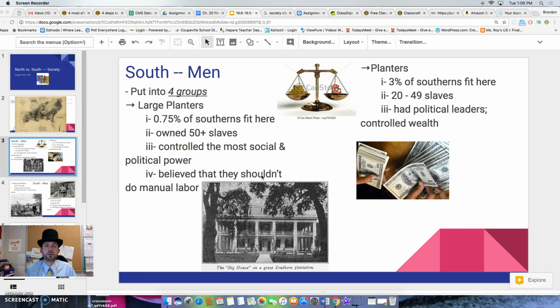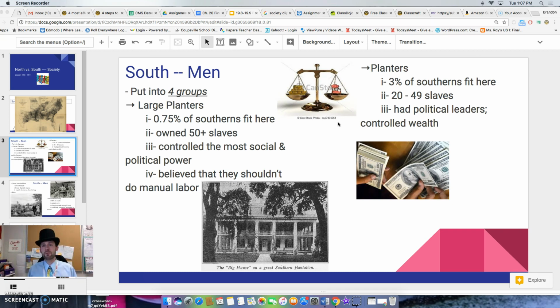Now, there was another group underneath us. That would be the planters. Now, planters had about 100 to 1,000 acres of land. They made up about 3% of the population of the southern states. So a lot more than us large, wealthy planters. They had about 20 to 49 slaves on their plantations or farms. So that's about half of all southern slaves lived there.